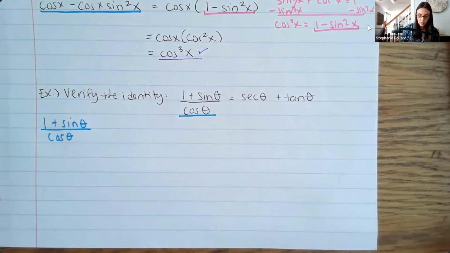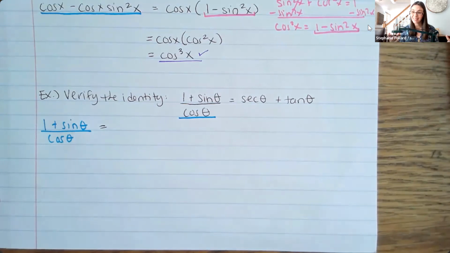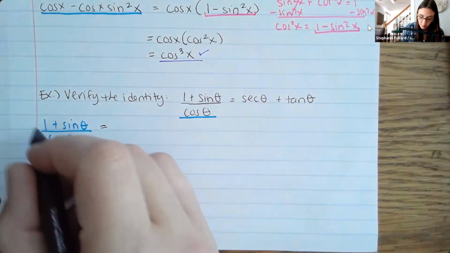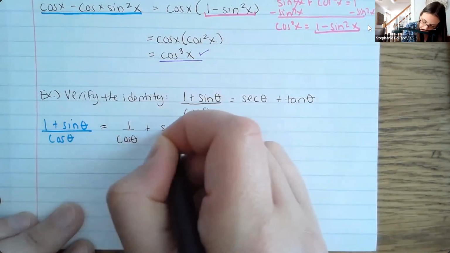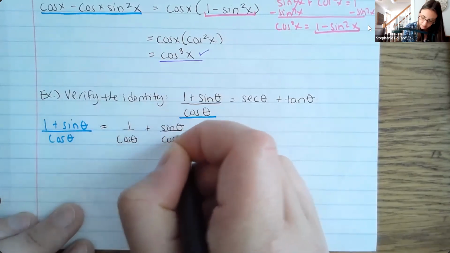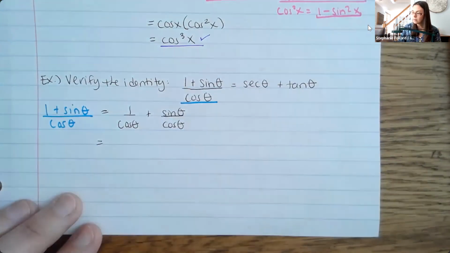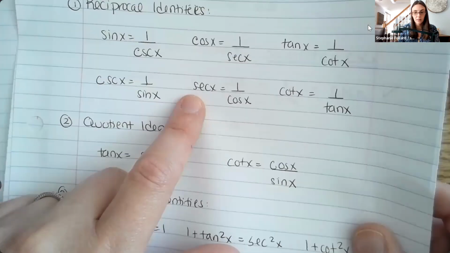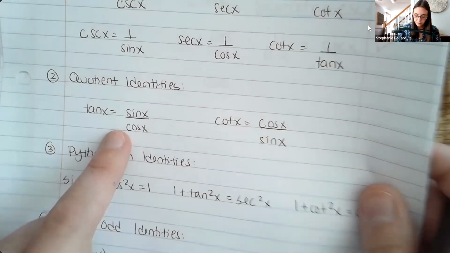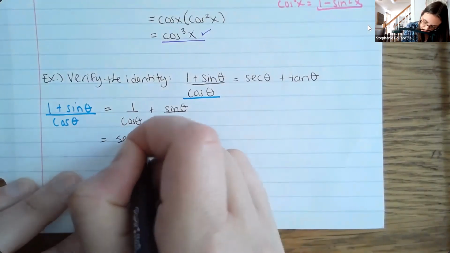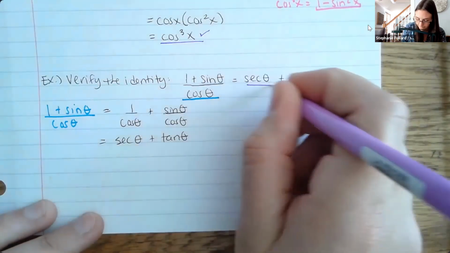Now, here's another way to start. Normally, we like to put things together when we're adding fractions, but you can also break them back down, right, if that's helpful. So here I could break this back down and write this as 1 over cosine theta plus sine theta over cosine theta. Well, 1 over cosine theta is secant, and sine over cosine is tangent, right? So this becomes secant theta plus tangent theta, and we are done. That's what we were looking for.